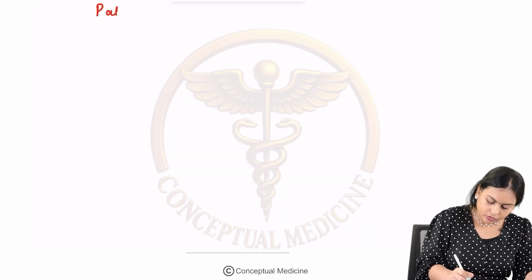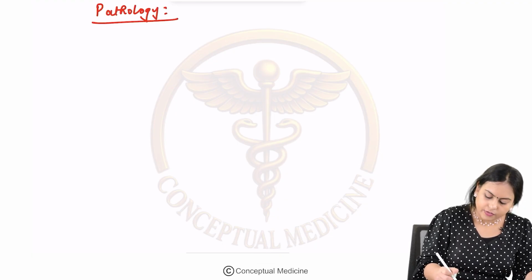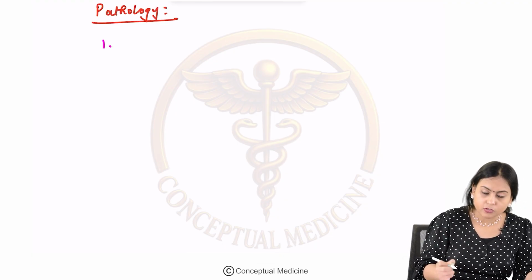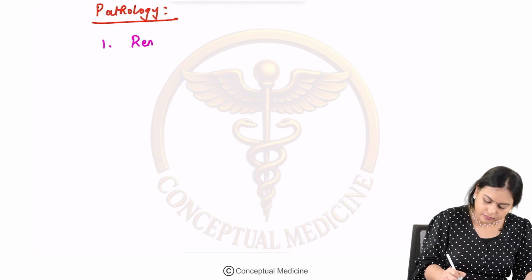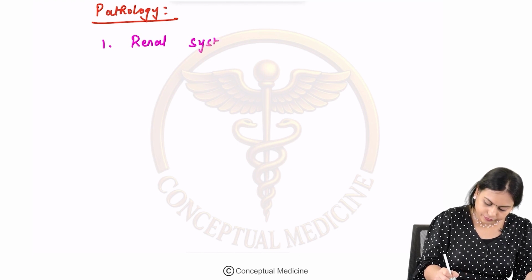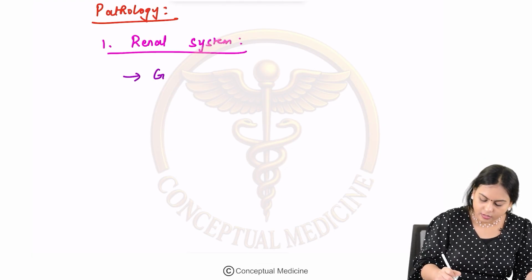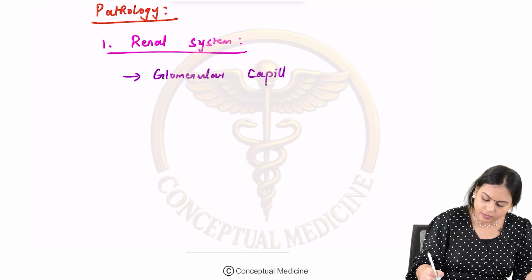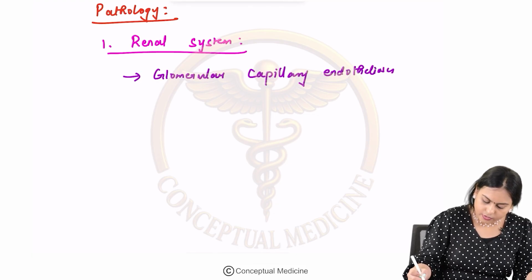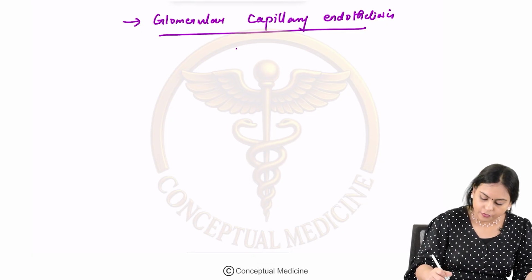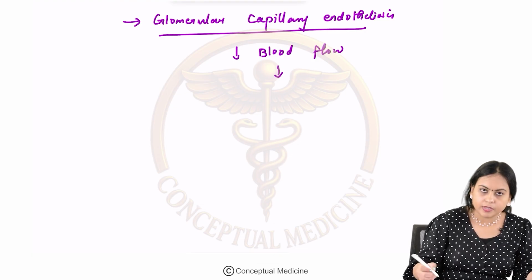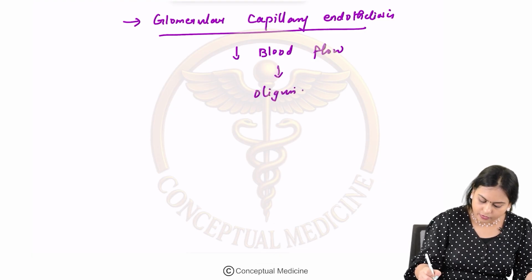If we see the pathology in different systems, the first and most commonly affected system is the renal system. What is going to happen here is there is glomerular capillary endotheliosis. That will be causing reduced blood flow, and that will be resulting in oliguria.